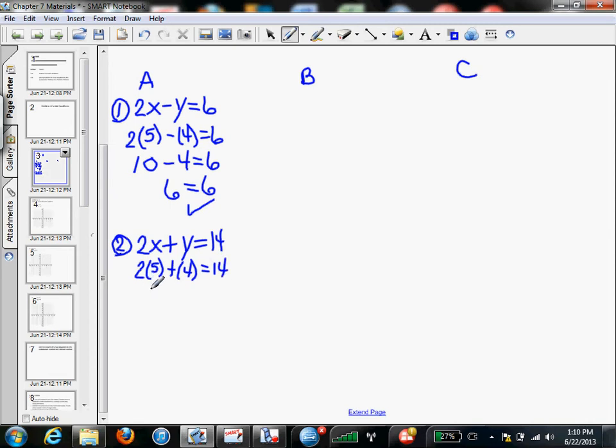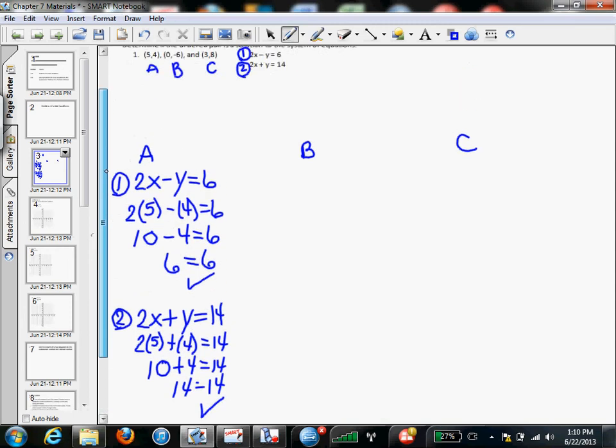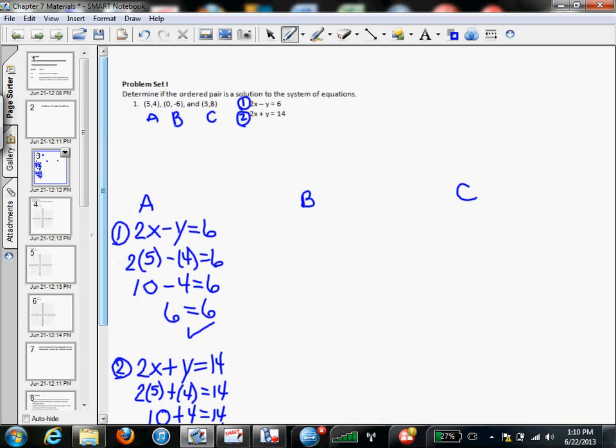Alright, so we have 2 times 5 is 10, plus just that 4 equals 14. And we solve that, 14 is equal to 14. That too is a true statement, so we know that A, the coordinate pair 5, 4, is a solution to both of the equations, so it is a solution to both.